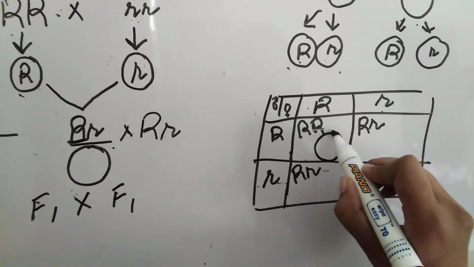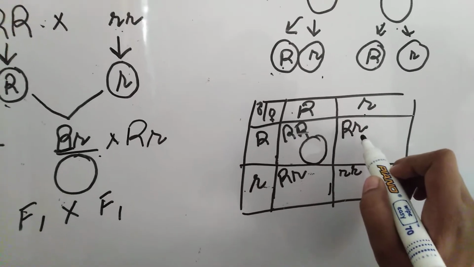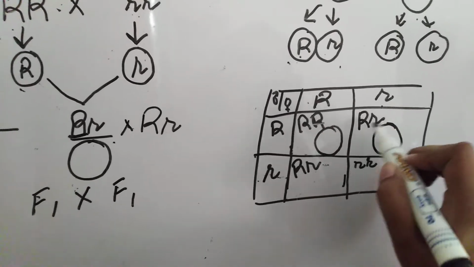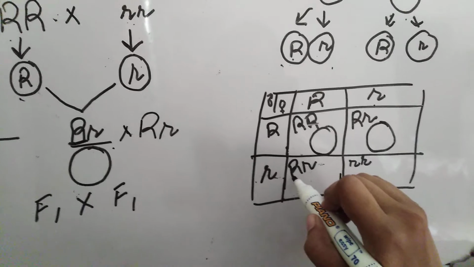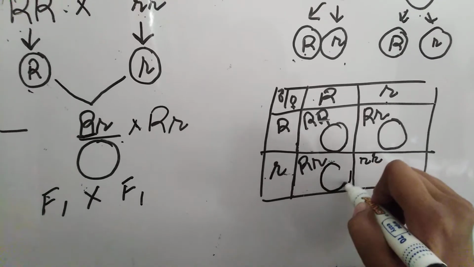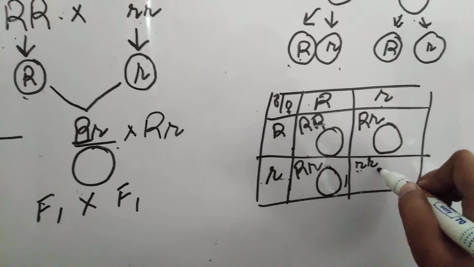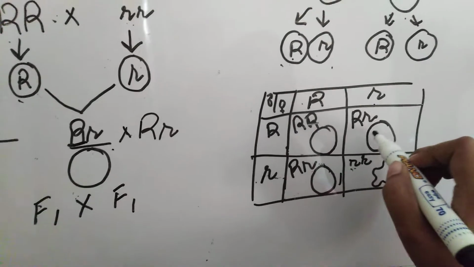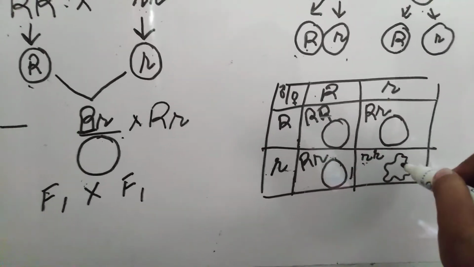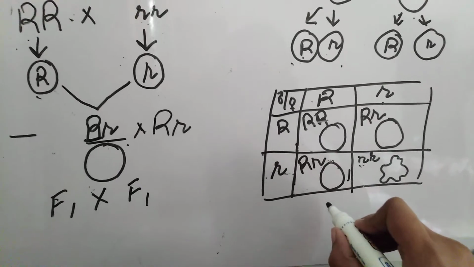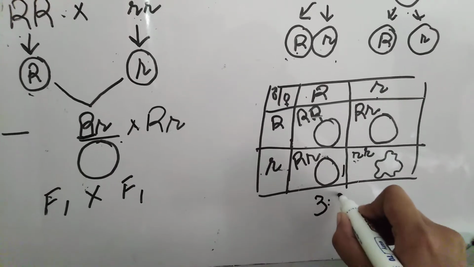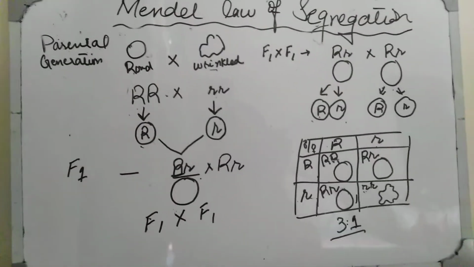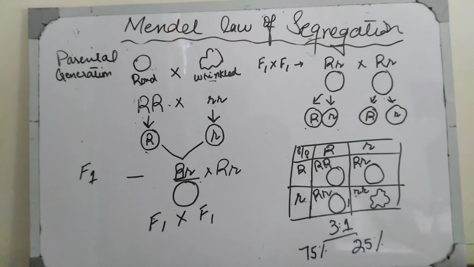Now, by looking at the genotype, we have to determine the phenotype. Capital R, capital R means both are dominant, so the offspring will be round. Capital R and small r, one dominant is present, so the offspring will be round. Capital R, small r, also round. Now where both recessive alleles are present, the offspring will be wrinkled. 1, 2, 3: three are round and one is wrinkled. This means the ratio will be 3:1.